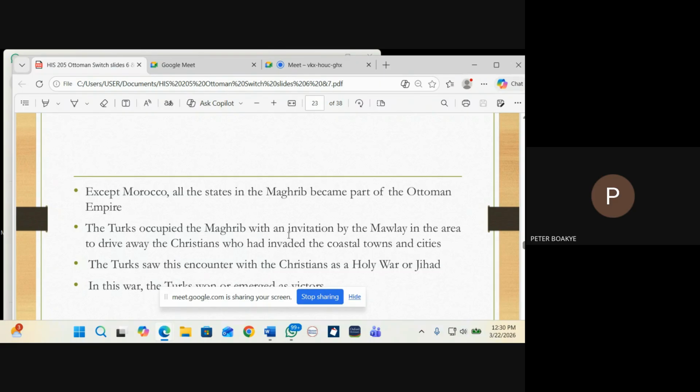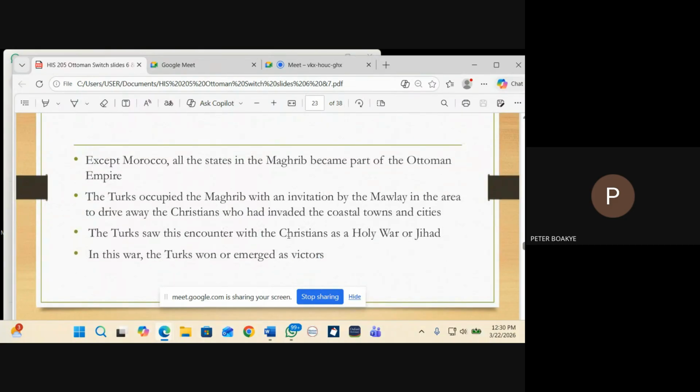Now the Turks occupied the Maghreb with an invitation by the Muslim leaders in the area to drive away the Christians who had invaded the coastal towns and cities. So the Turks saw this invitation to come and drive the Christians from there as a holy war, or jihad.